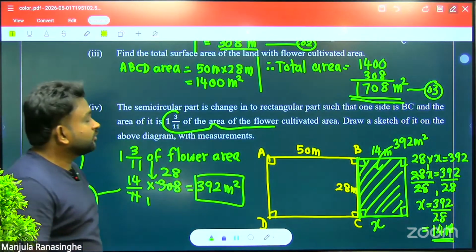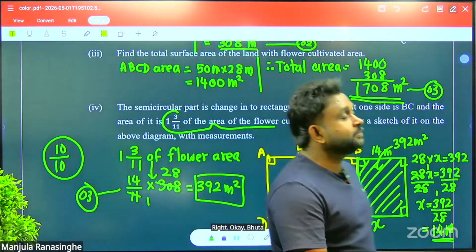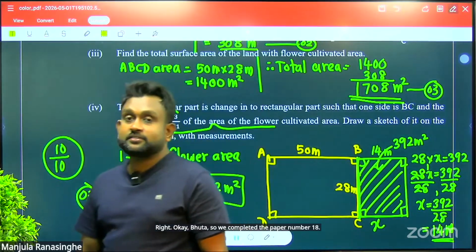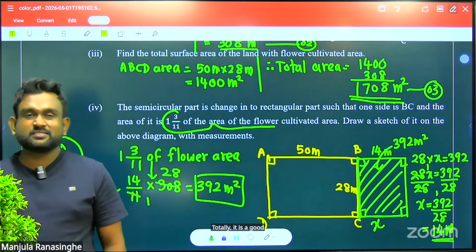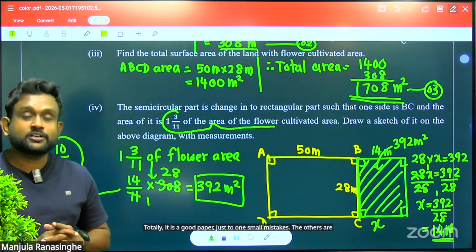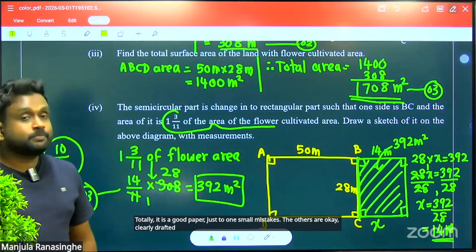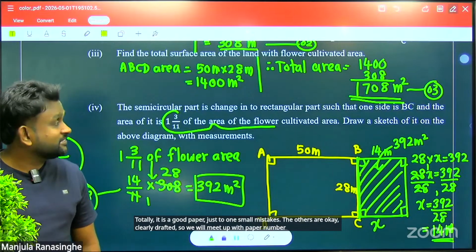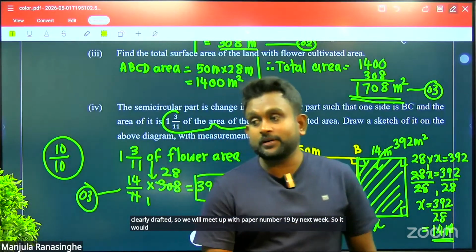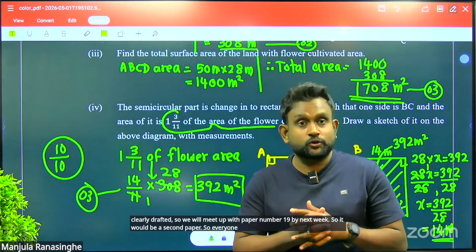Right. Okay, everyone, so we completed paper number 18. Totally, it is a good paper. Just one small mistake. The others are okay, clearly drafted. So we will meet up with paper number 19 by next week. So it would be the second paper. So is everyone ready for that one?